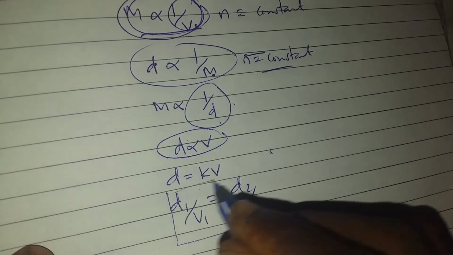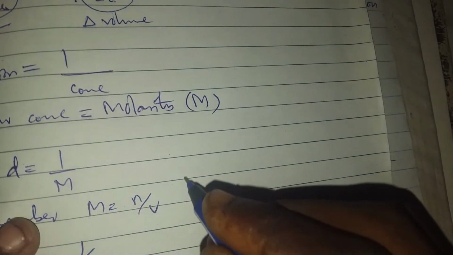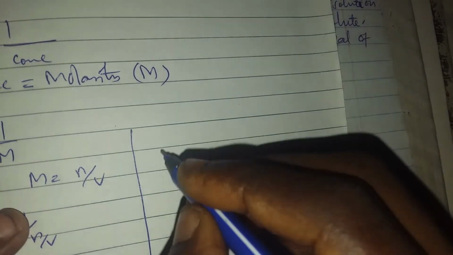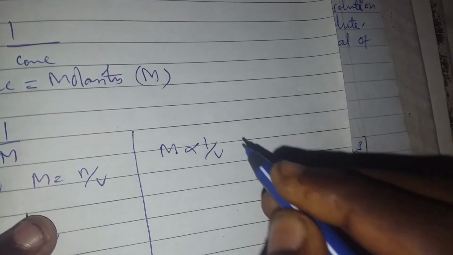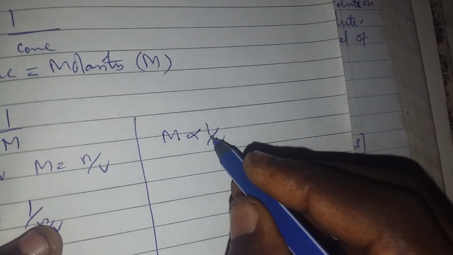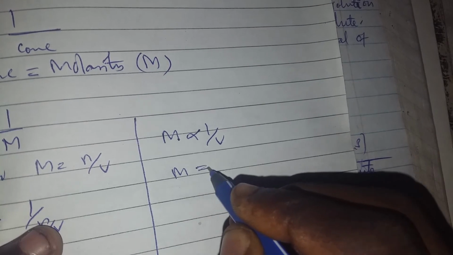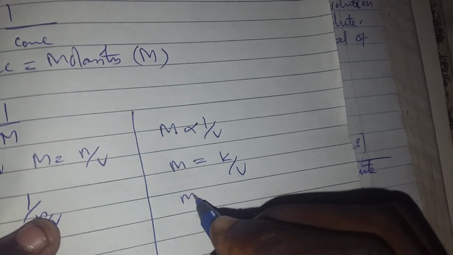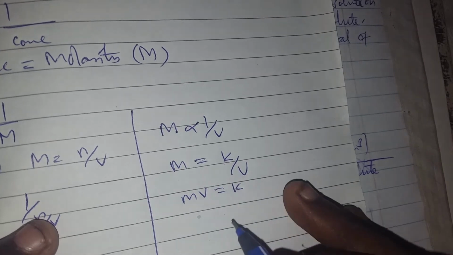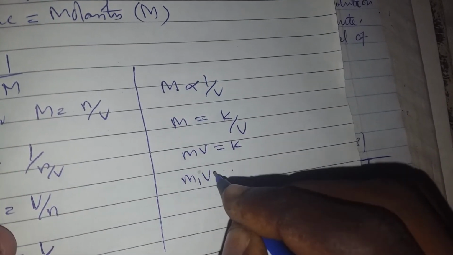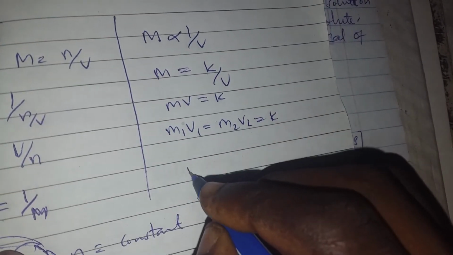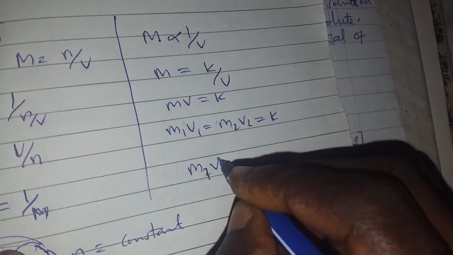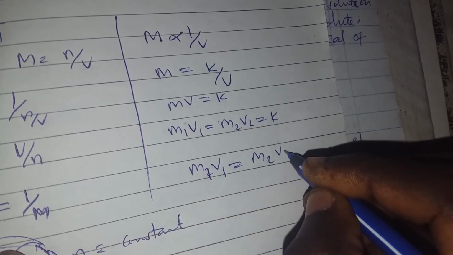Or if we are using molarity, manake tutaanzia kwenye concept of molarity, tutasema kwamba molarity M is inversely proportional to volume. So removing the proportionality sign, we will say M is equal to constant K over V. So M times V is equal to constant K. That is to say M1 V1 is equal to M2 V2 is equal to constant K. So the general formula is M1 V1 is equal to M2 V2.